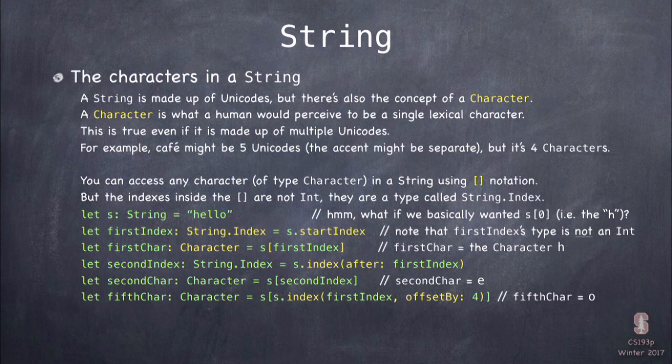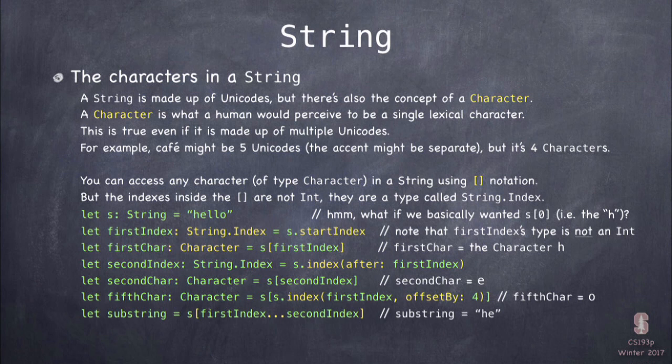What if I wanted to jump ahead, though, and get the fifth character, let's say? Well, I can jump ahead by saying, s, give me the index starting at your first index that's 4 ahead. So jump 4 characters ahead. So this is all a little tedious, and of course this is not the actual way that we're interacting with strings. We're usually looking for substrings, or sub-ranges of characters, or we're trying to find a character in a string. Oh, by the way, you can use ranges. So I could say, give me the substring, which is firstIndex...secondIndex, and it would give me HE, a new string. So you can use ranges there, but they have to be string.index, not ints.